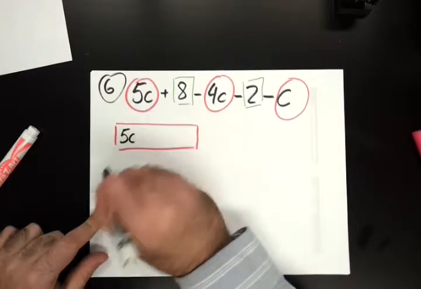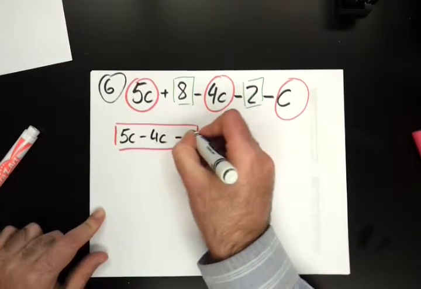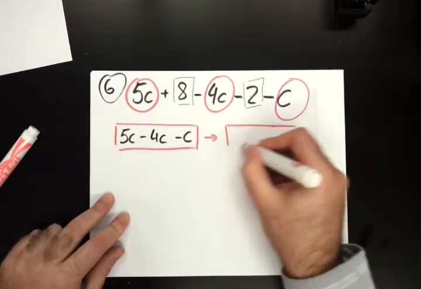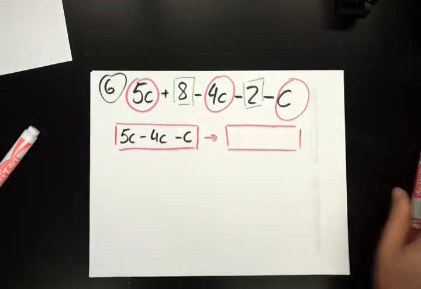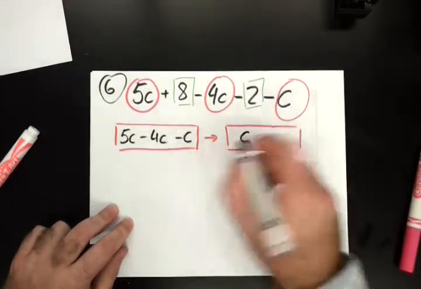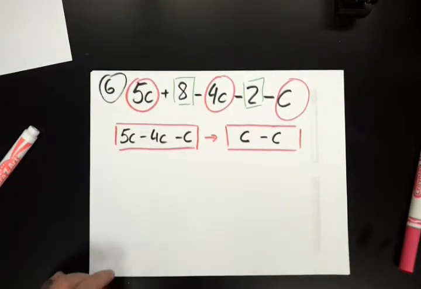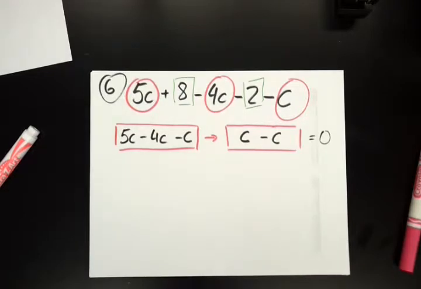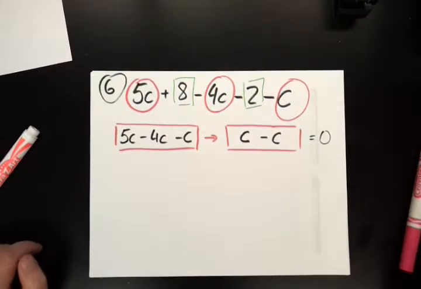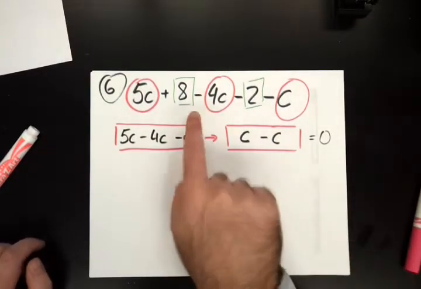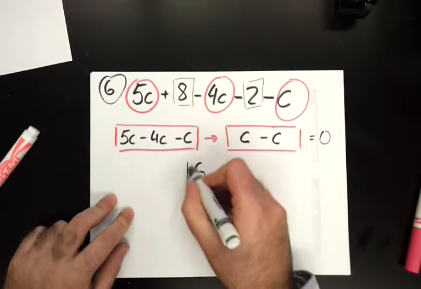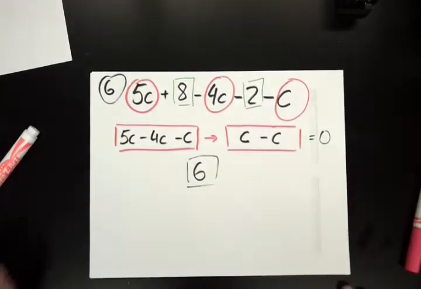5C minus 4C minus C. So 5C minus 4C, this is just a C, and I still have a minus C. What's C minus C? 0, nothing. It's gone. My C's are gone. So I have no more C's. I can write 0 in there, but why write 0? So now I'm going to look at my constants. What's 8 minus 2? 6. That's my answer, 6, because I don't have any more C's. The C's are gone.